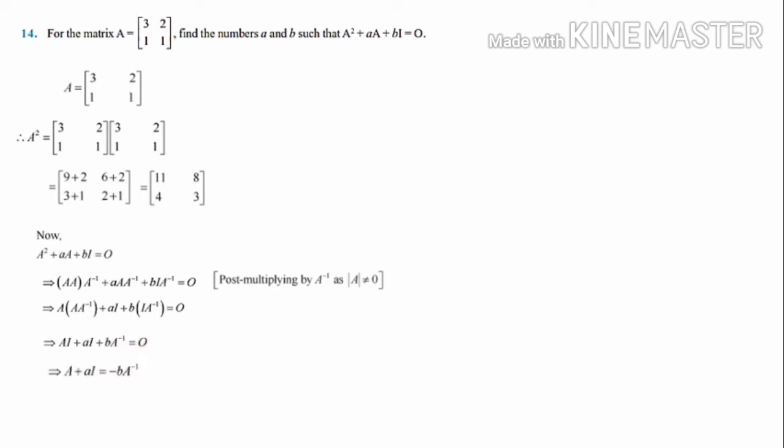Then A plus AI is equal to this plus B A inverse. We are bringing it to the right side, it becomes minus B A inverse. That implies from here we can calculate A inverse. For that this minus B we have to bring to the left side. That becomes A inverse equal to minus 1 by B into A plus AI.